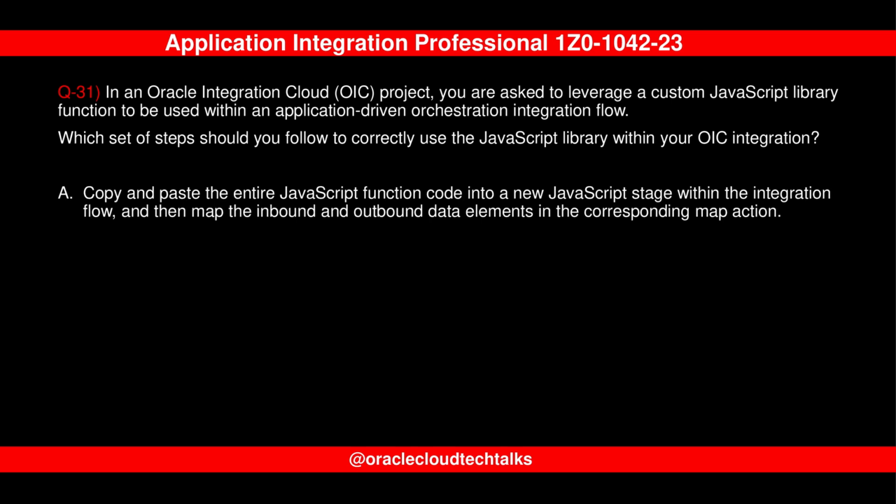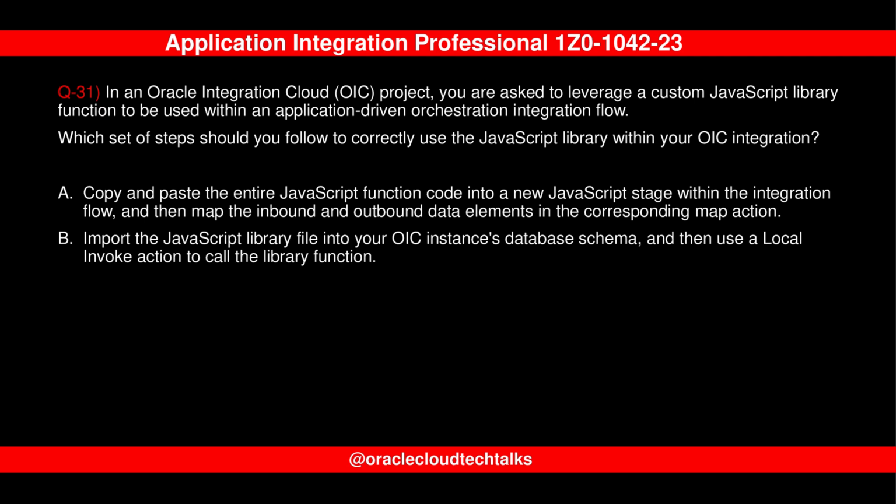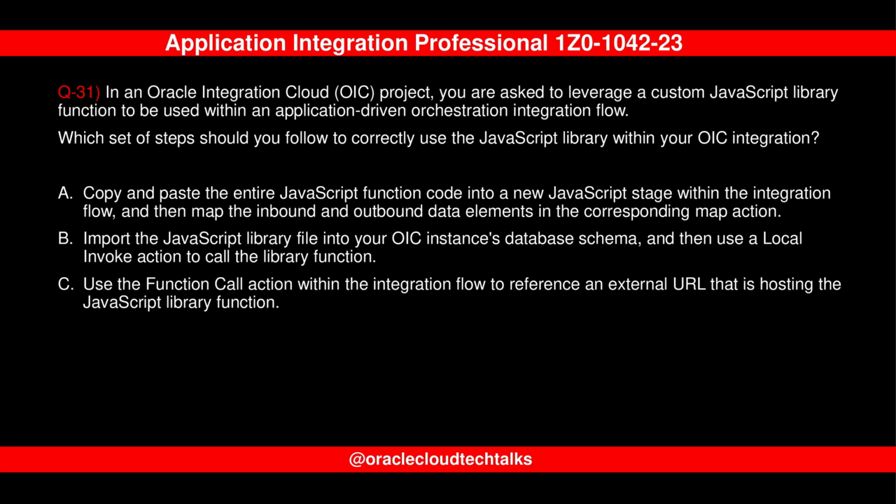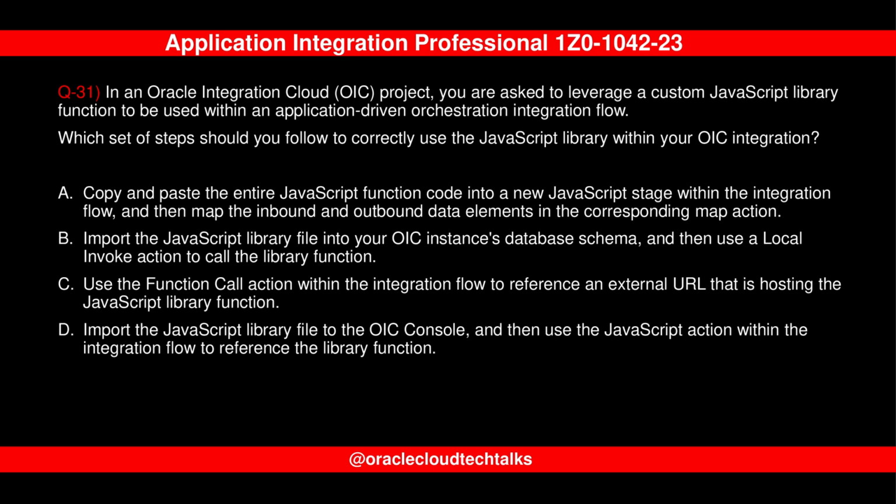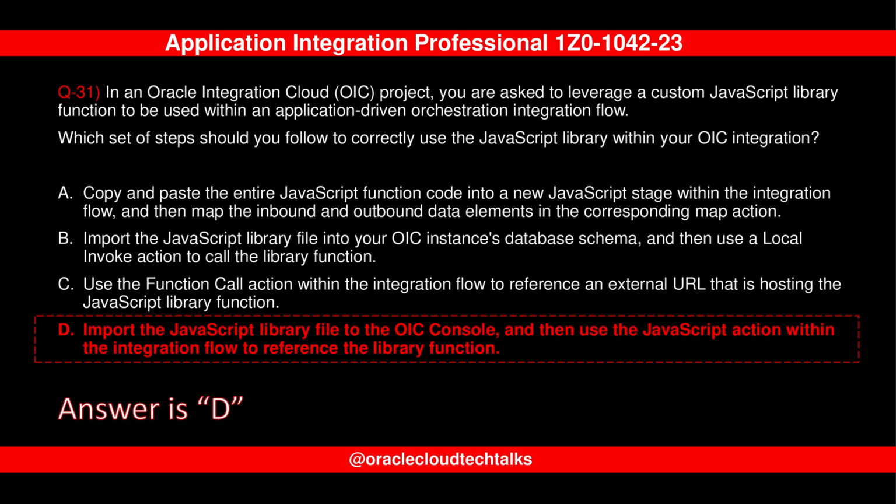A. Copy and paste the entire JavaScript function code into a new JavaScript stage within the integration flow, and then map the inbound and outbound data elements in the corresponding map action. B. Import the JavaScript library file into your OIC instance's database schema, and then use a local invoke action to call the library function. C. Use the function call action within the integration flow to reference an external URL that is hosting the JavaScript library function. D. Import the JavaScript library file to the OIC console, and then use the JavaScript action within the integration flow to reference the library function. Answer is D.